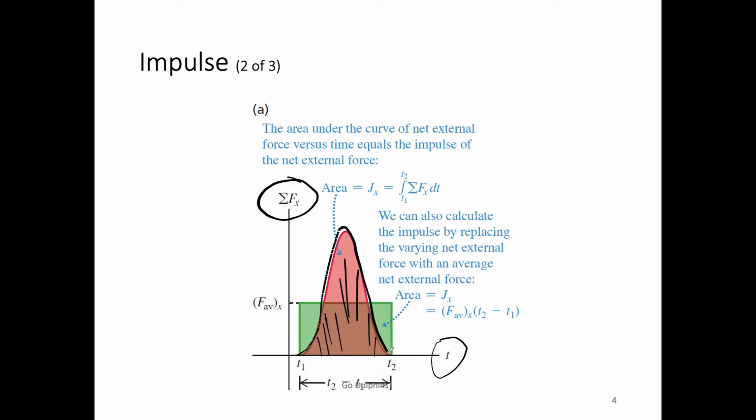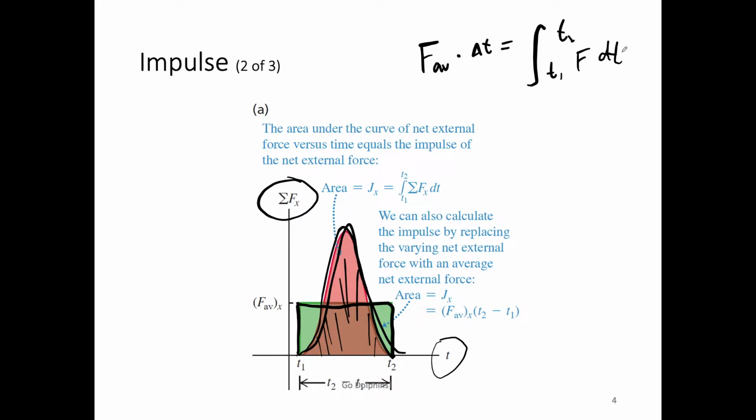So you can have a force like this, and it gives you an impulse. Now you can have a rectangular force, which is essentially a constant force, times t, giving you the same impulse. If this constant force times delta t equals this very complicated impulse, then we call this force the average force for this impulse.